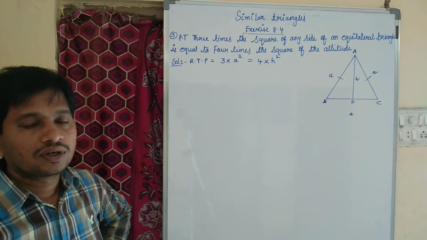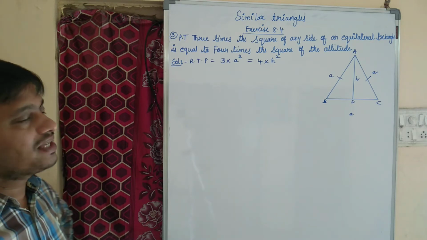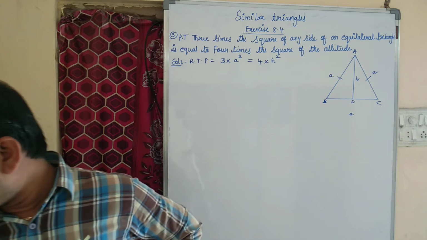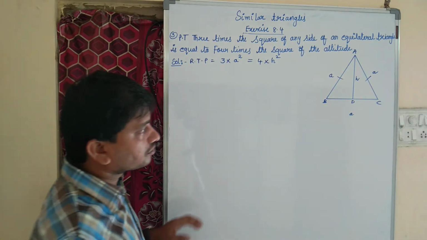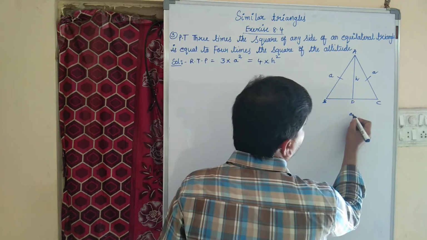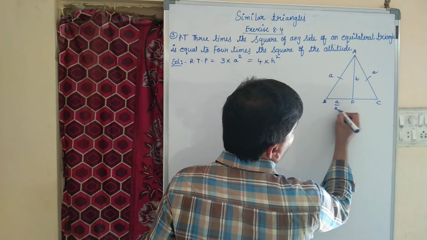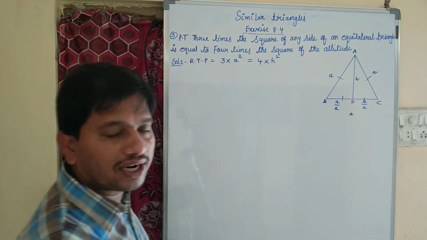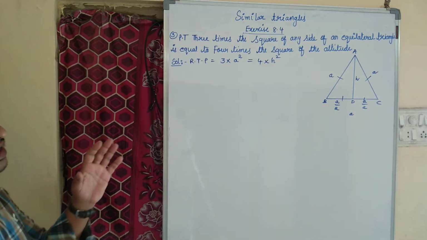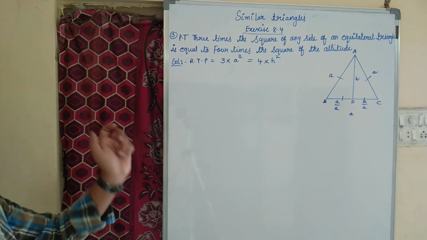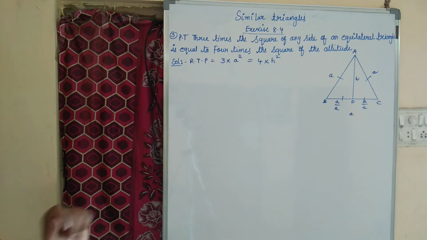You know, ABC is an equilateral triangle. What does the altitude do? As the altitude divides, it is an equilateral triangle, right? This total is a, then this side will be a by 2 and this side will be a by 2. Because ABC is an equilateral triangle, the opposite side is going to be divided into 2 equal parts, a by 2 and a by 2.